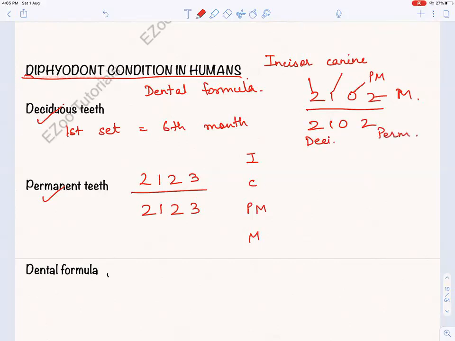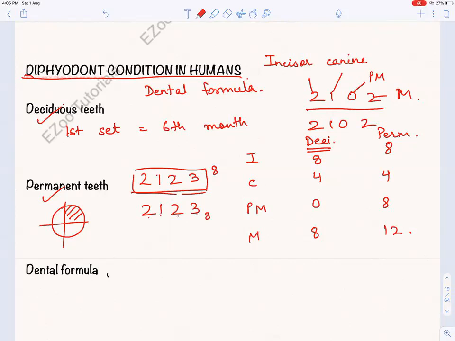in the incisors we have 8. In the deciduous, in the milk teeth, how many incisors do we have? 8, 4 canines, 0 premolars and 8 molars. In permanent teeth, 8, 4, 8 and 12. How do we get this? If we divide the mouth into 4 parts, so this part is 1/4. So 2 plus 1, 3, 3, 4, 5, 6, 7, 8, right? Upper jaw 8, lower jaw 8.